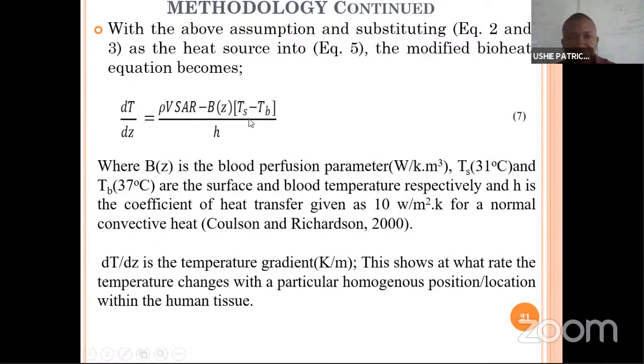So what we have achieved here is that this modified Bowles equation, in our own way, can put in a heat source and can also reduce the danger of the effects of diagnostic equipment on biological tissue or human tissue.